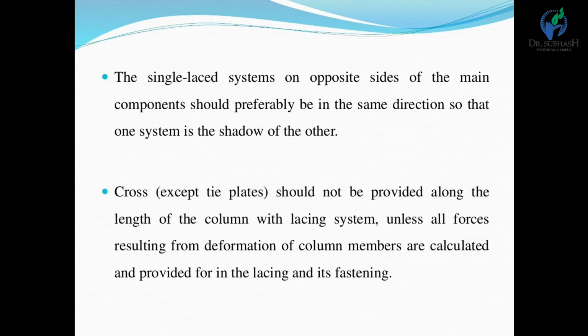The lacing system should be uniform throughout the length of the strut as far as practicable. Now, for single lacing systems on opposite sides of the main components, the lacing should preferably be in the same direction, so that one system is in the shadow of the other. Cross members should be provided along the length of the column with the lacing system unless all forces resulting from deformation of the column and members are calculated and provided for in lacing and fastening.